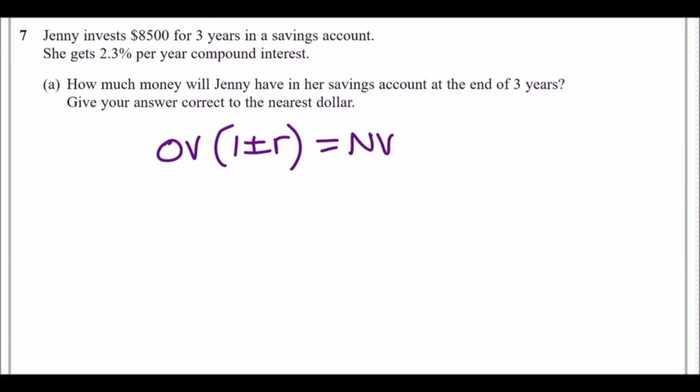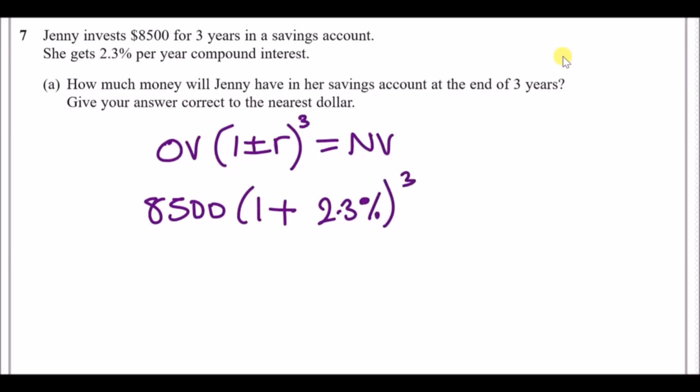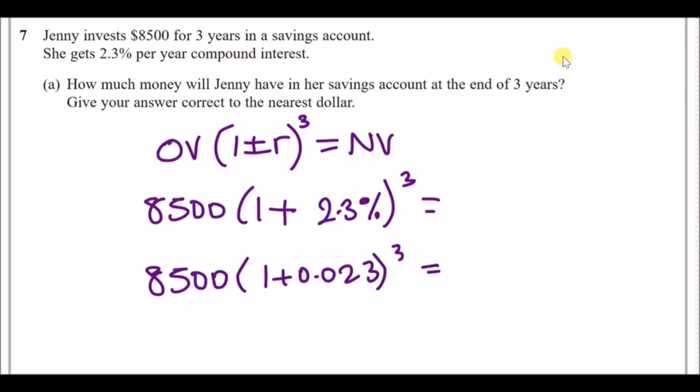And if there are years involved or several periods, you put a power here, so in this case 3. Now the original value is going to be 8,500. The rate is going to be an increase of 2.3%. So it'd be 8,500 times 1 plus, because you're increasing, 2.3%. Remember, use the percent button and that'll give us our answer. Alternatively, if you prefer to change it to a decimal, 2.3% is the same as 1 plus 0.023. But I don't know why you would want to do that when you have a calculator, because then you could just make a mistake by converting the decimal.